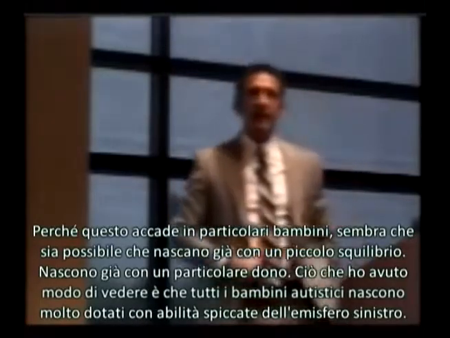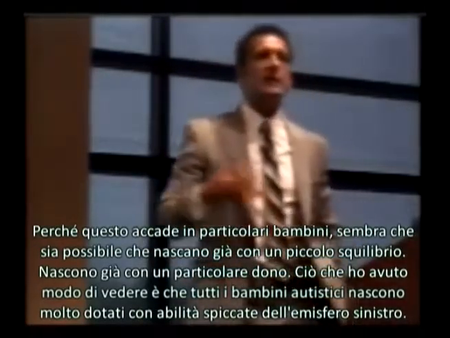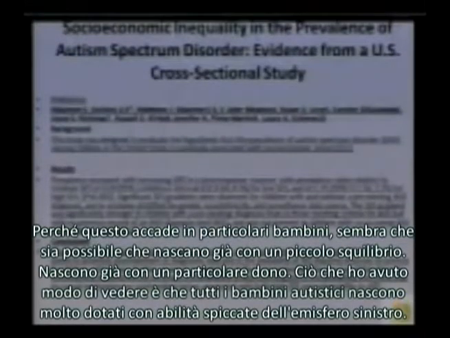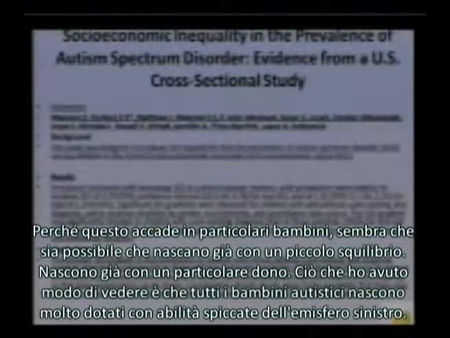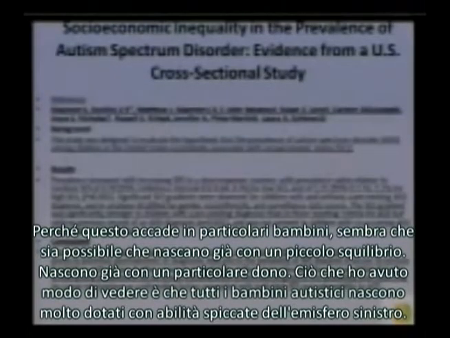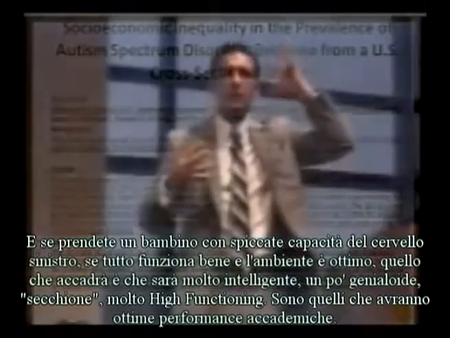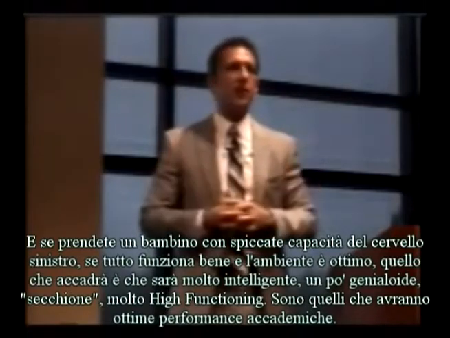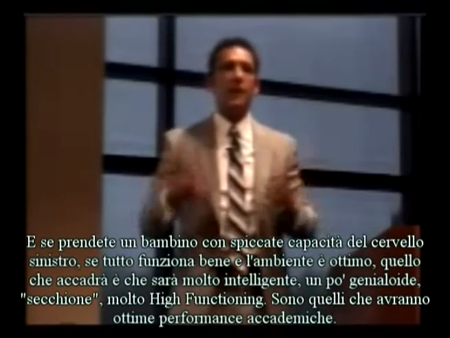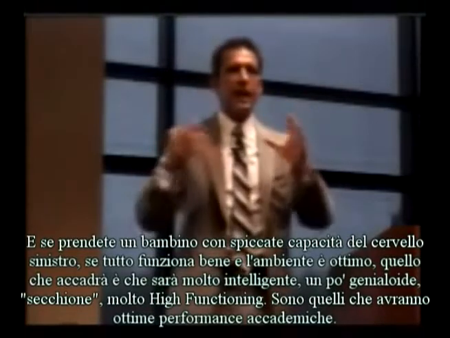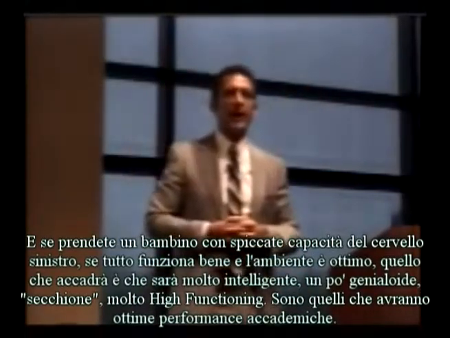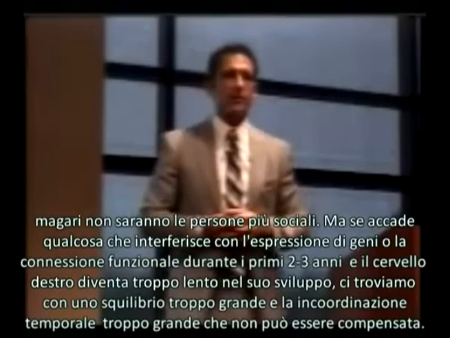Now, the other thing that we see is, why does it happen in particular children? It's probably because they're already born with a little bit of an imbalance, because their personality type is that they're gifted. From what I've been able to see, all children with autism, I think, are born very gifted with left brain skills. And if you take a child who has very good left brain skills, normally, if everything works out perfectly fine and their environment is great, they're going to be very high functioning, maybe a little bit on the nerdy or geeky side, but very high functioning, brilliant individuals that are going to do well academically. They may not be the most social person.